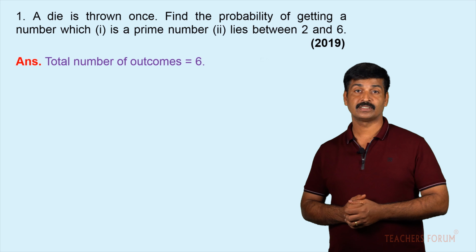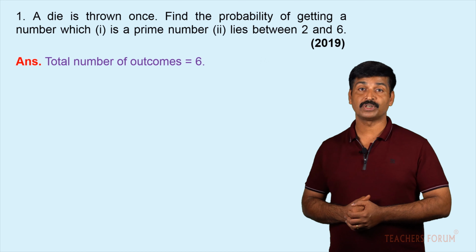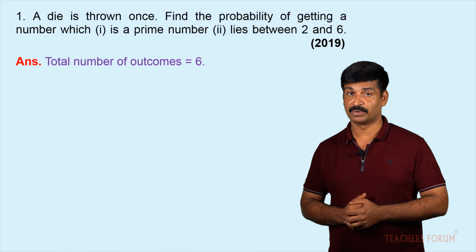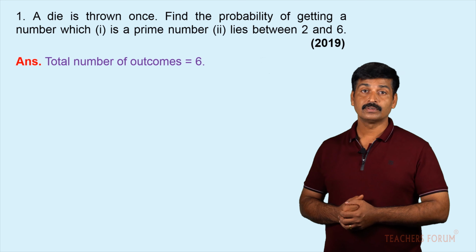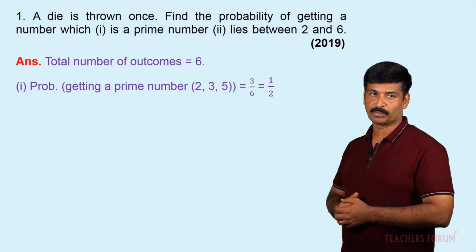What are the prime numbers in the numbers from 1 to 6? The prime numbers are 2, 3 and 5. So they are 3 in number. So the probability of getting a prime number is 3 by 6, that is 1 by 2.